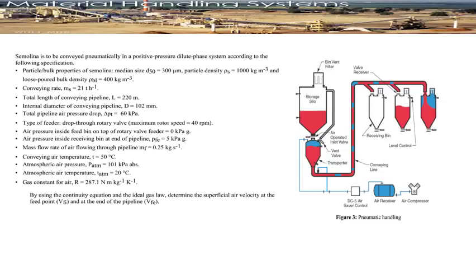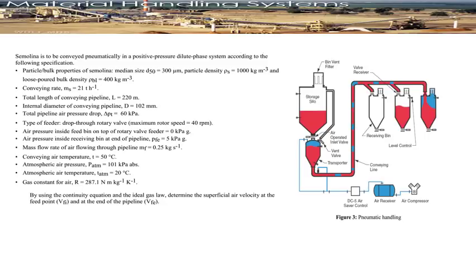The conveying air temperature is 50 degrees. The atmospheric air pressure is 101 kilopascal. The atmospheric air temperature is the ambient temperature of 20 degrees, and the gas constant for the air is R equal to 287.1 Newton meter per kilogram Kelvin. By using the continuity equation and the ideal gas law, determine the superficial air velocity at the feed point, VFI, the inlet, and at the end of the pipe, VFE.